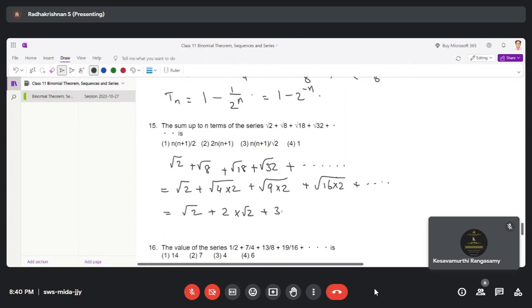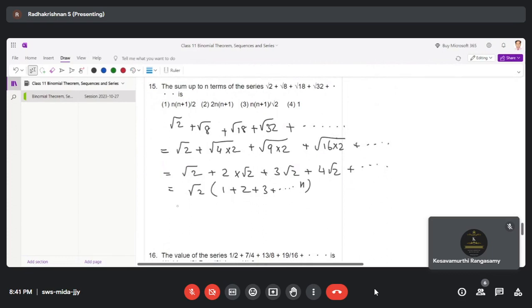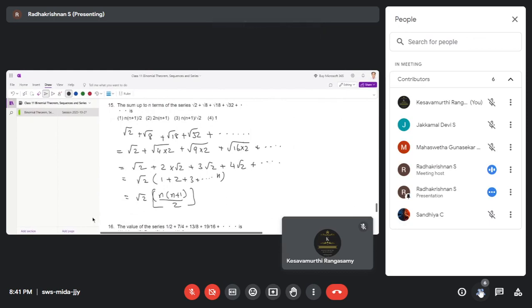Similarly, this is 3 times square root of 2. This is 4 times square root of 2. So you can rewrite the series in this way: root 2 plus 2 root 2 plus 3 root 2 plus 4 root 2 and so on. So which is very easy now. You factor out square root of 2, it simply becomes square root of 2 into 1 plus 2 plus 3 plus up to n, which we know, right? Square root of 2 into n into n plus 1 by 2. So which option does it correspond to?